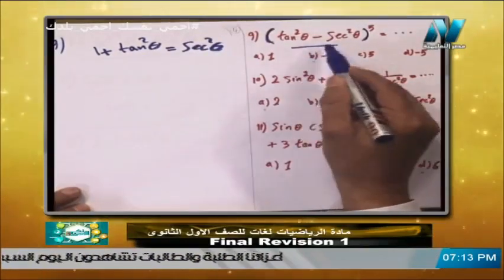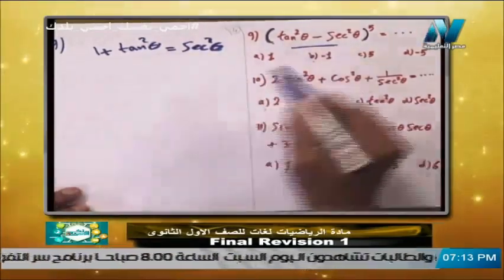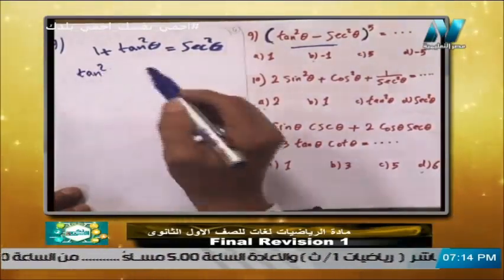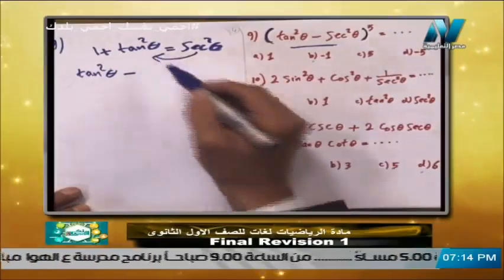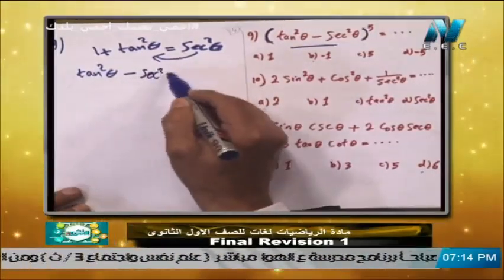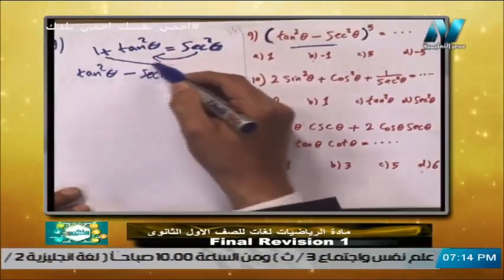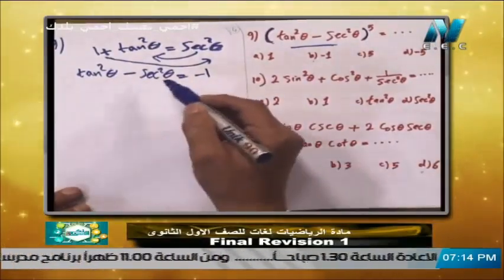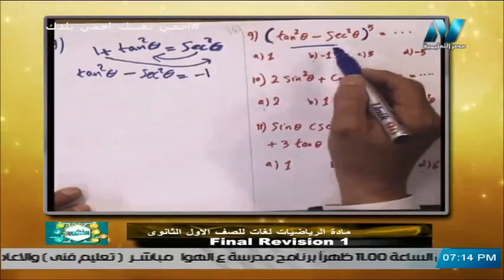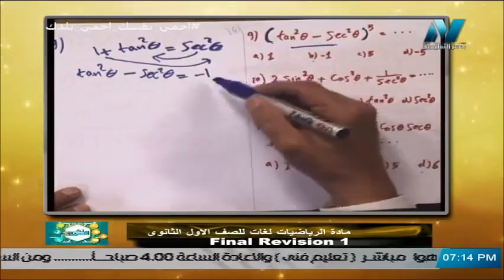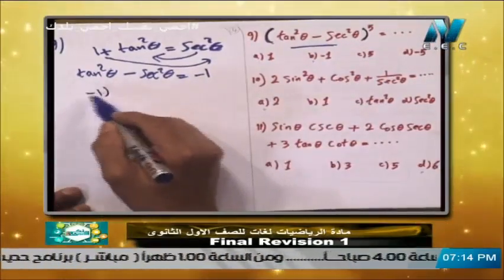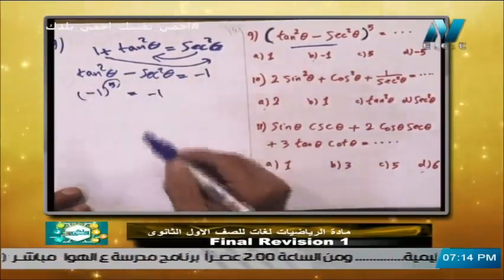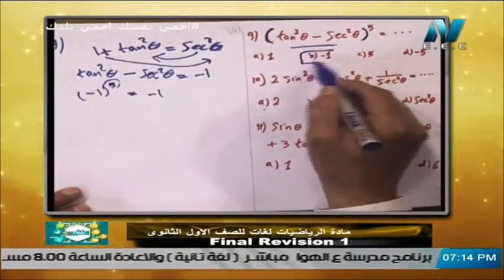And we will try to deduce this part from this equation. So tan power 2 theta minus sec power 2 theta here means that we will put tan power 2 theta, minus, we will transfer here as negative, sec power 2 theta. And we will transfer 1 to be what? Yes, negative 1. So tan power 2 theta minus sec power 2 theta equals negative 1. And we can substitute instead of them by negative 1. So the answer will be negative 1 to the power 5. 5 is an odd number, so it's negative itself. So the answer is B, which is negative 1.